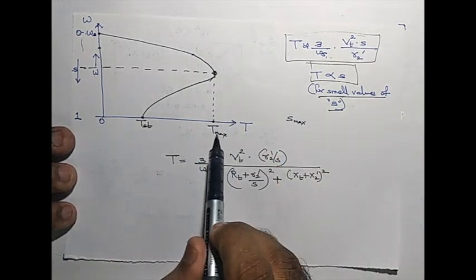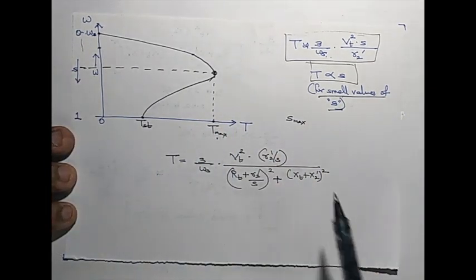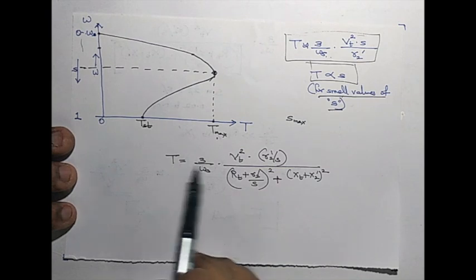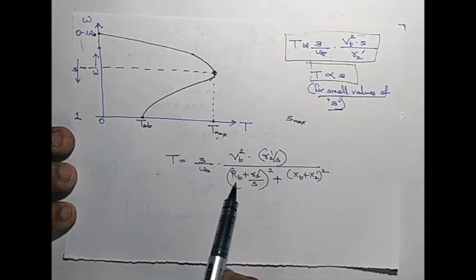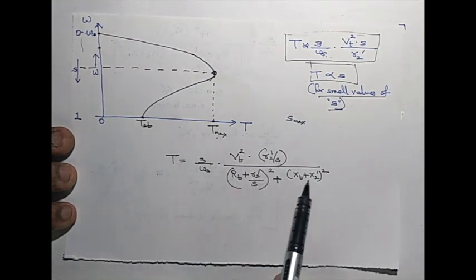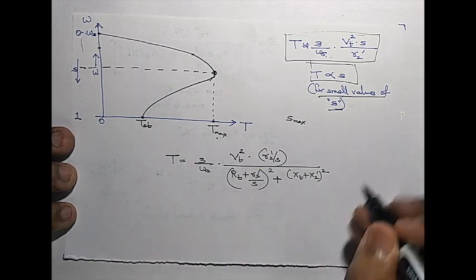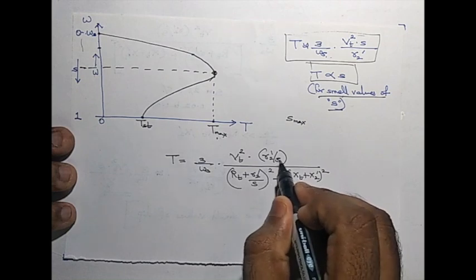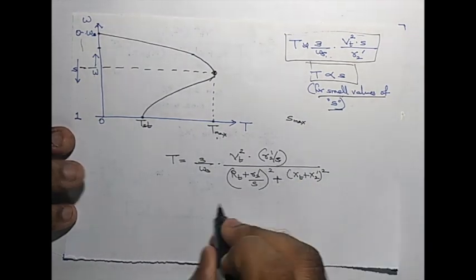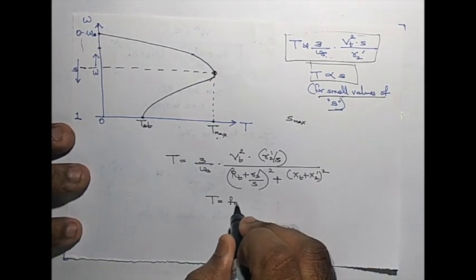Now we have defined the terms Tmax and Smax. Can we find them out analytically? That is possible. What is to be done? Torque is a function of slip. Everything else remains constant. R2 dash, RT, XT, X2 dash, VT, omega s are all constants, which means the only variable is the slip here, appearing in the numerator as well as the denominator. So torque is a function of slip.